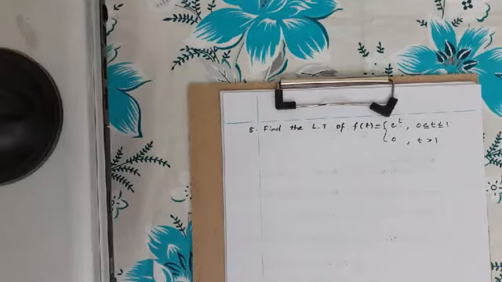Before, the problem had only one function. Here we have two. This is a piecewise function. Now we have to write the formula. You know the formula of Laplace transform, that is Laplace of f of t is equal to integral 0 to infinity e power minus st f of t dt. Now I write once again.